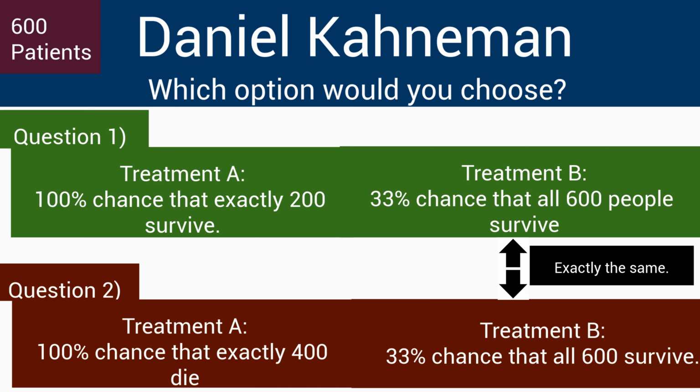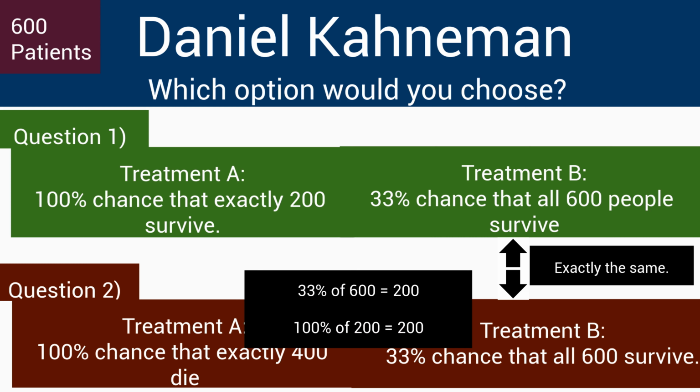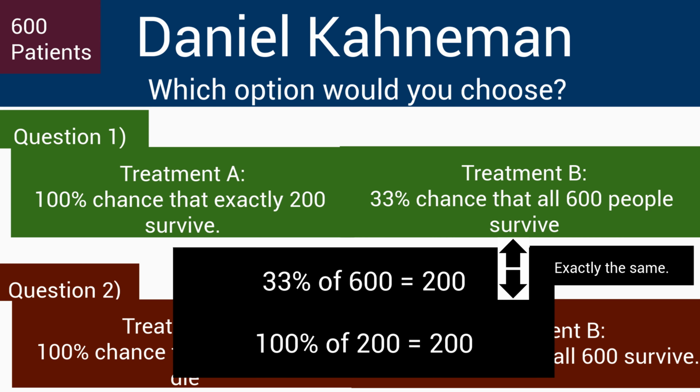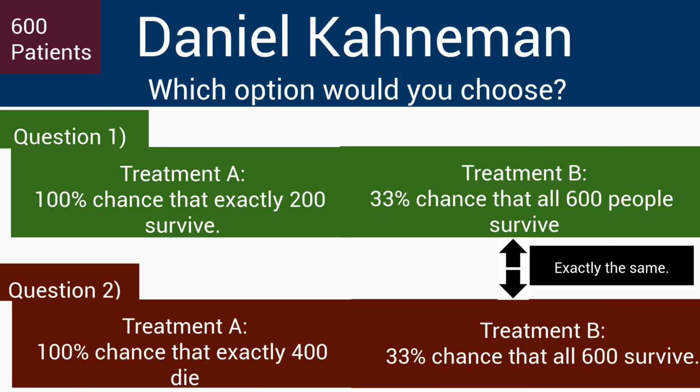Let's compare the options in question 1. Since 33% of 600 is 200 people, statistically it's the same as the 100% chance that 200 people survive, so it doesn't actually matter which option you choose. But when asked, 72% of people choose the certainty that 200 people survive over the chance that 600 do. You might think, what's the big deal? People prefer the option with a bit more certainty.